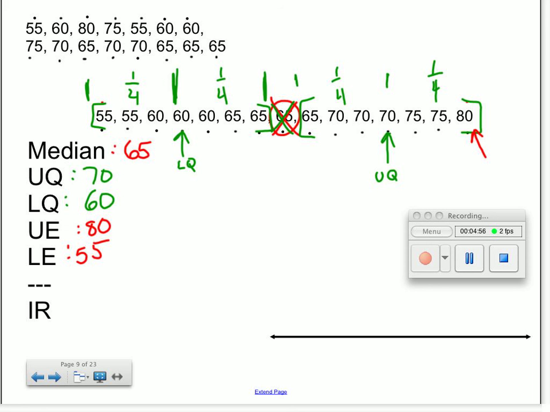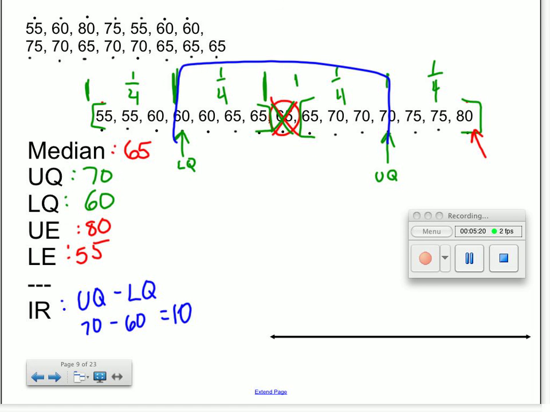The last thing I want to talk about is your IQR. Your IQR is basically your UQ, upper quartile, minus your LQ, your lower quartile. This should be pretty easy. 70 minus 60, which equals, what is our IQR going to be then? 10. Okay, that's the variation of the 50%. So this 50% in the middle here varies by 10.